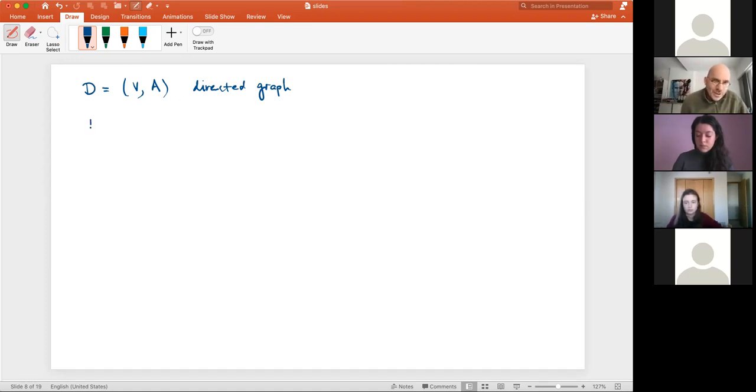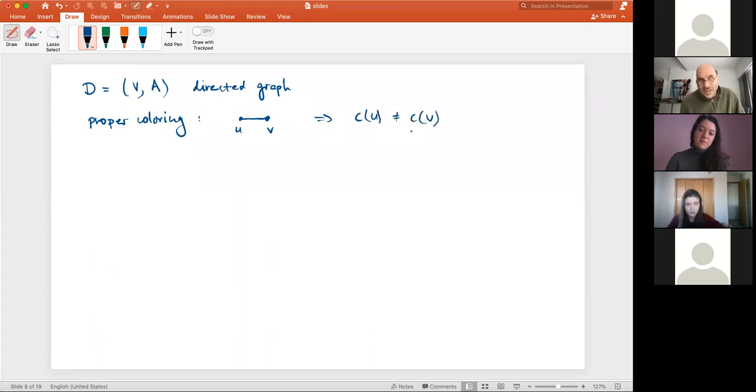And so again, I want to define a proper coloring by adjusting my definition of a proper coloring of an undirected graph. For an undirected graph, if I have an edge between u and v, then I said the color at u cannot be equal to the color at v. Now I have a directed graph, so my edge has some direction. Let's say it goes this way. Now I'm going to demand that my color at v is strictly bigger than my color at u. Fair enough.